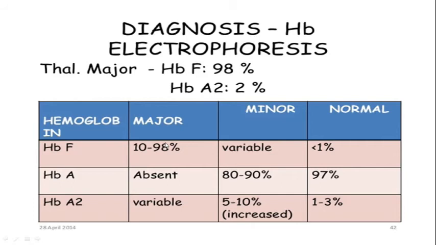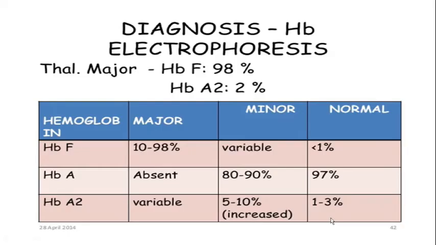Then major diagnosis through electrophoresis, you will find that you have HbF, fetal hemoglobin, in the range of 10 to 98%. And the HbA2 or HbA will be almost absent. In minor, you might have a raised HbA2, but in a normal individual, this is the basic ratio of fetal hemoglobin, HbA and HbA2.